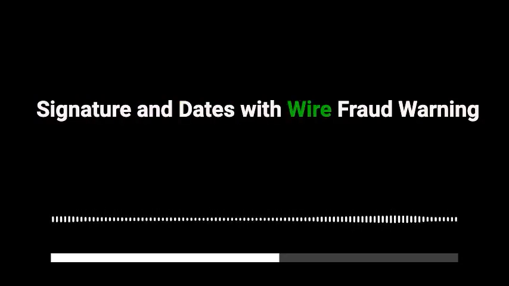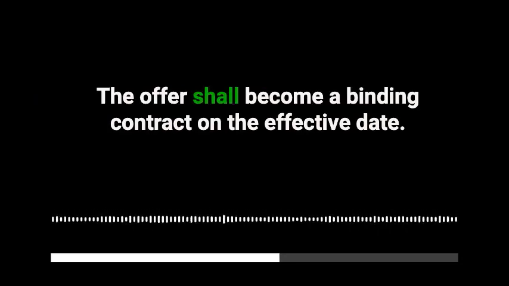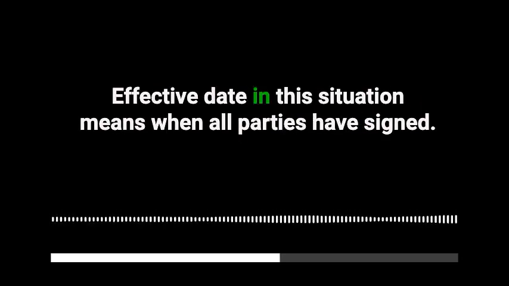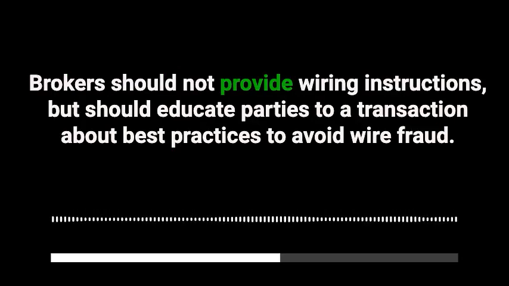Signature and dates with wire fraud warning. The offer shall become a binding contract on the effective date. Effective date in this situation means when all parties have signed. Brokers should not provide wiring instructions, but should educate parties to a transaction about best practices to avoid wire fraud.